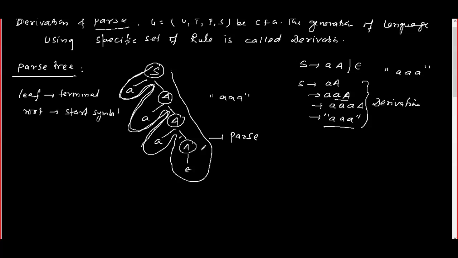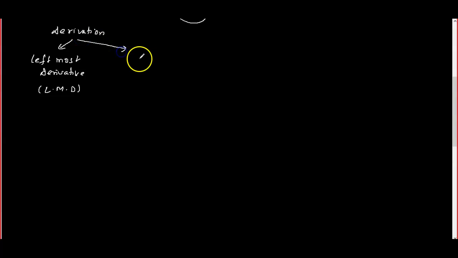Now there are two methods to derive it. Derivations can be done by two methods, called leftmost derivation, also called LMD. Another is rightmost derivation, which is RMD.